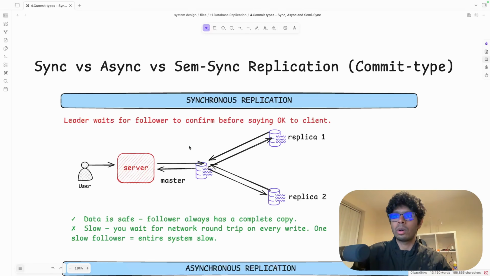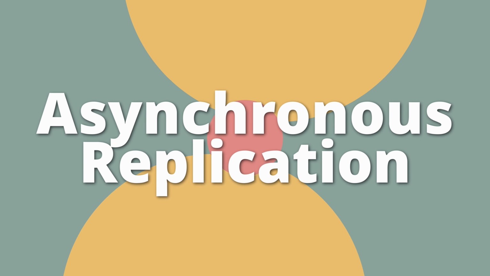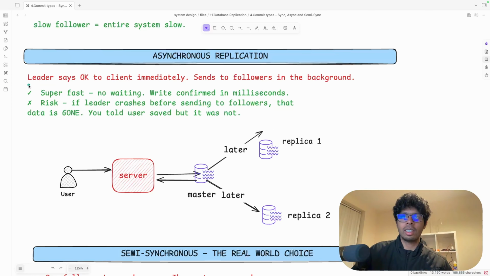Now let's talk about asynchronous replication. First of all, let's discuss the definition. The leader says okay to the client immediately and sends to the followers in the background. So what is going to happen? The user will send the request to the server. The server will send the request to the master database, and now what is going to happen?